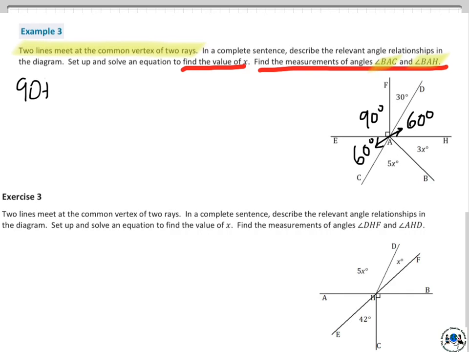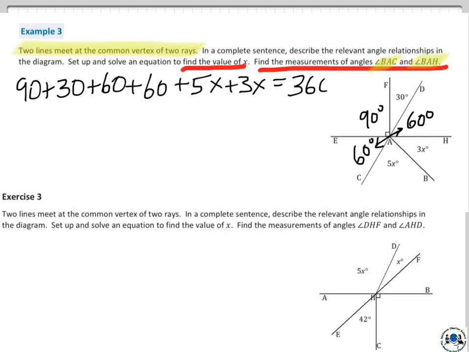All right, so I have 90 plus 30 plus 60 plus 60 plus 5x plus 3x equals 360, because now I have another relevant relationship. Now I am using points on a line. I'm sorry, angles at a point. Excuse me. Angles at a point, which all equal 360. That's the way I tackled this one.